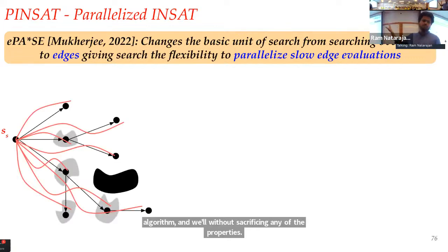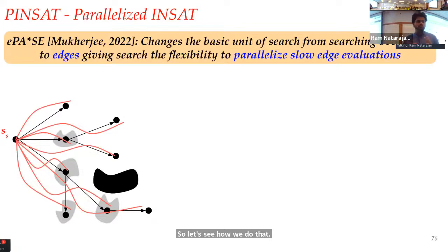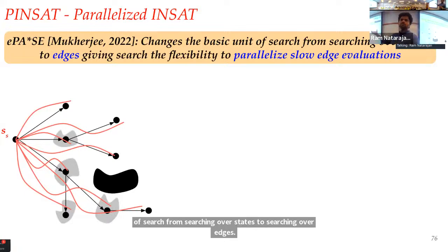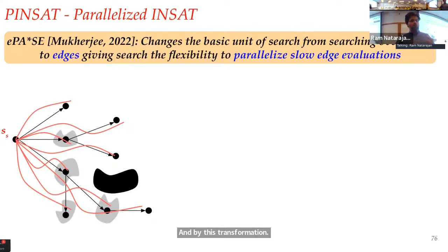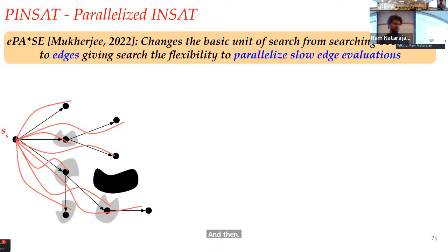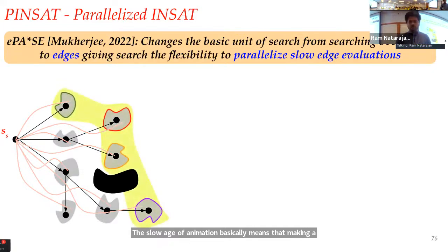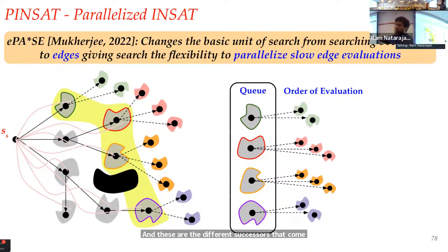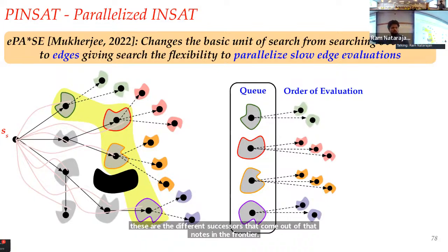What ePace does is it changes the basic unit of search from searching over states to searching over edges. By this transformation, the search gets the flexibility to parallelize slow edge evaluations. And in INSAT, the slow edge evaluation means making a call to the optimizer, which is slow. If you look at this frontier, I have these different nodes in the frontier, and these are the different successors that come out of those nodes. Normally, what you do is you maintain a queue of these nodes in the frontier, right?